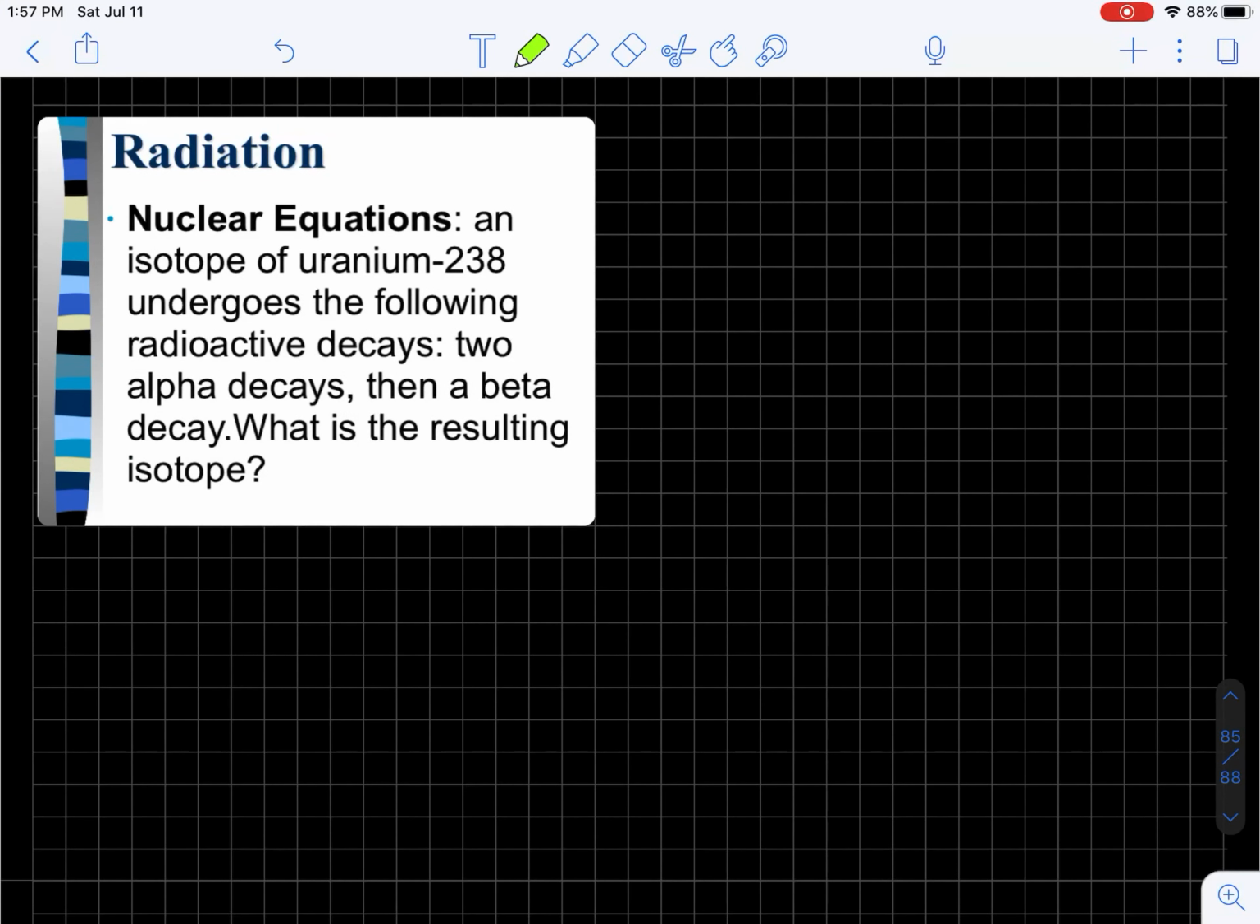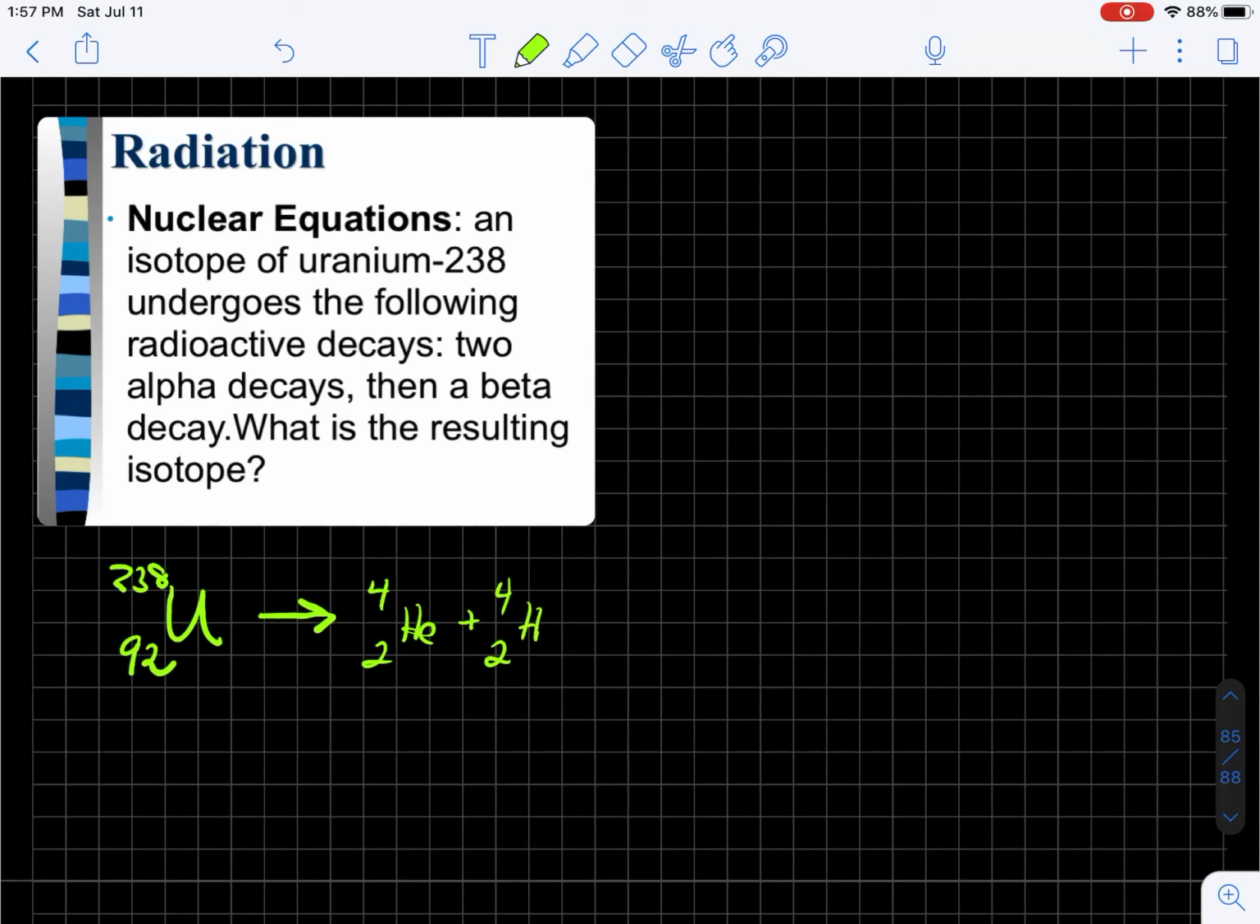Okay, so let's go back to our fission reaction, because this one's a little more difficult. So they give you a problem like this, and they say, hey, uranium-238 undergoes the following radioactive decays: 2 alpha decays, then a beta decay. What is the resulting isotope? All right, so here's how you do this. You know you're starting with uranium-238. Okay, well, I would look up uranium and find that I have 92 protons.